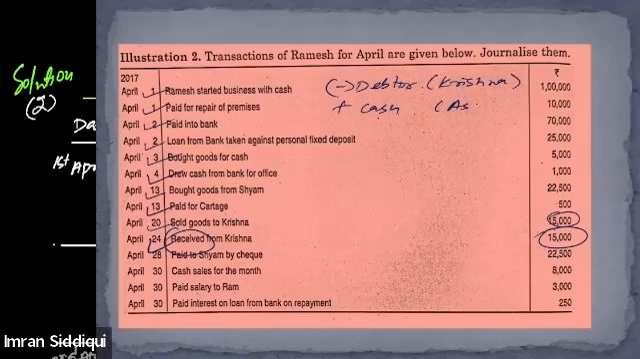Cash is an asset. Now we will apply the rule. When asset increases, we debit the asset account. Yes, whenever asset increases, we need to debit the asset account. That means cash account will be debited to Krishna account. Since Krishna is our debtor and debtor is reducing, so we will credit Krishna.